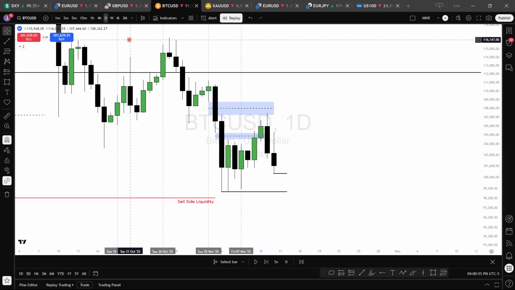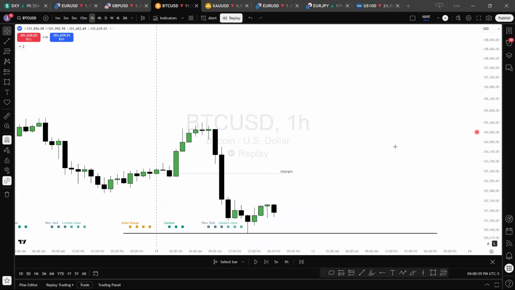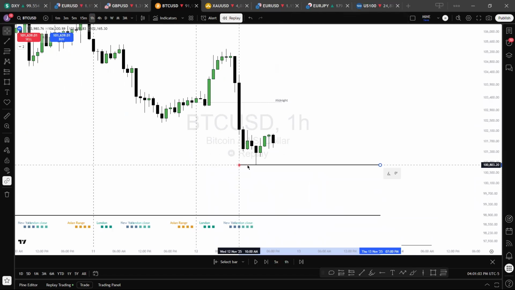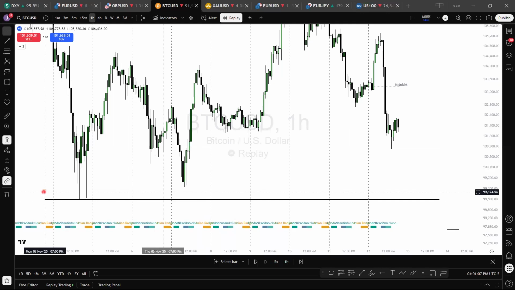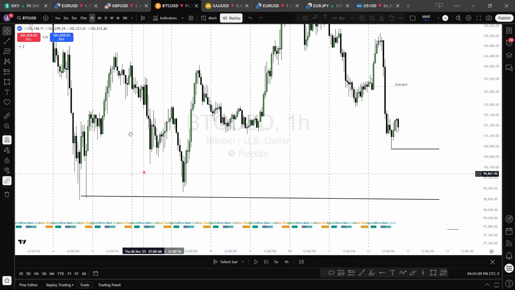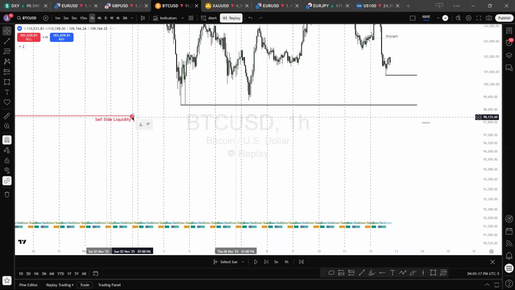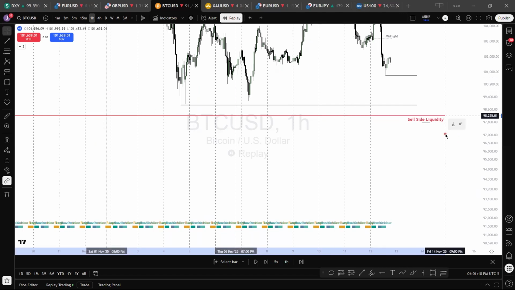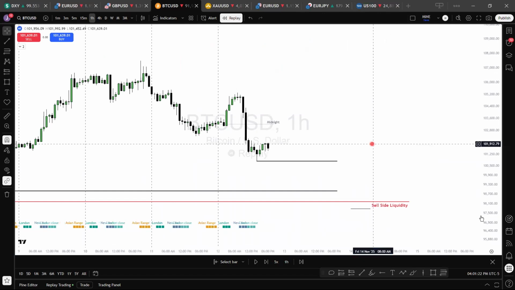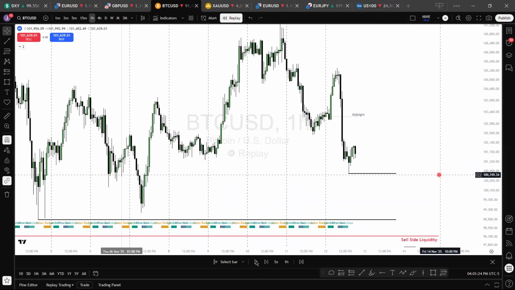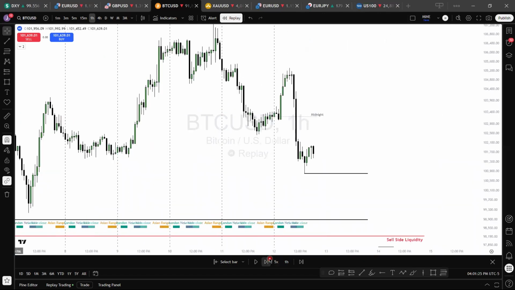What we want to do here is go down to the 1 hour time frame. Okay. So here's our previous daily low. And then here's our previous weekly low. And then here is our sell side liquidity in our higher time frame. All right. So I'm going to play till we get to the next day.